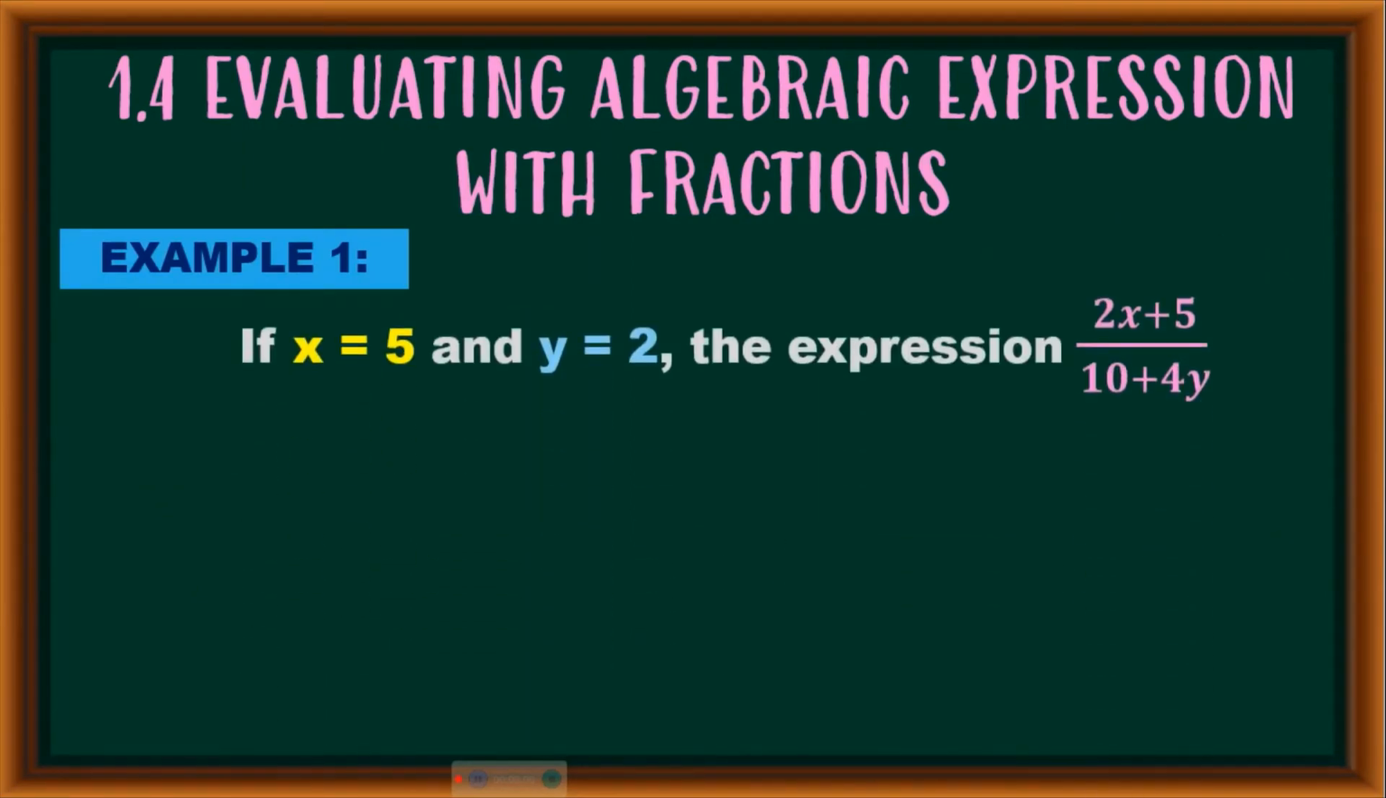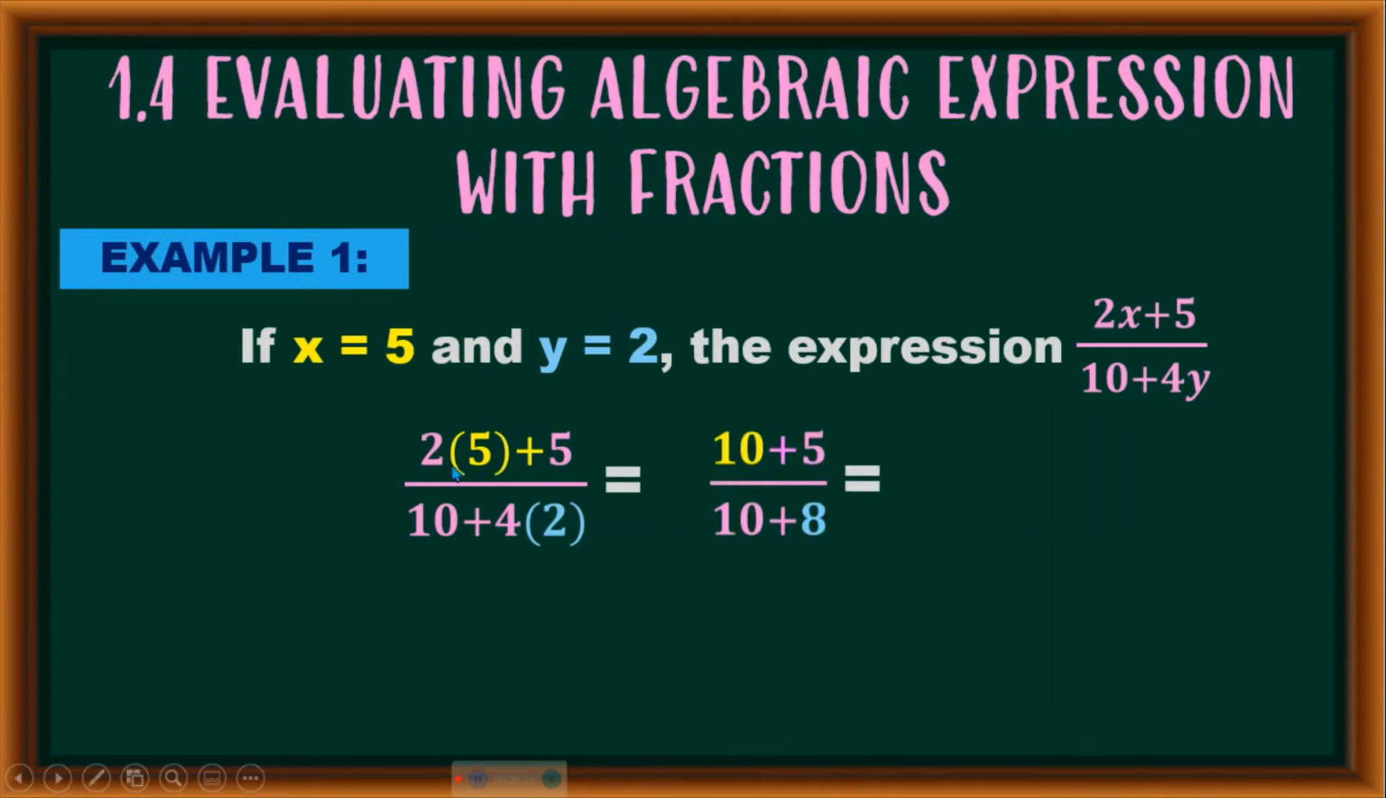Okay, example, if x is equal to 5 and y is equal to 2, the expression is 2x plus 5 over 10 plus 4y. So, first we will substitute the value of x and the value of y. So, this is 5, yung x, and then yung y change into 2. And then, we will multiply first before we add. So, 2 times 5 is 10 plus 5. And then, copy mo yung 10, then yung plus 4 times 2 is 8. And then, 10 plus 5 is 15, then 10 plus 8 is 18.